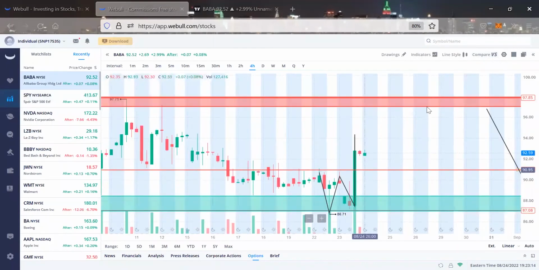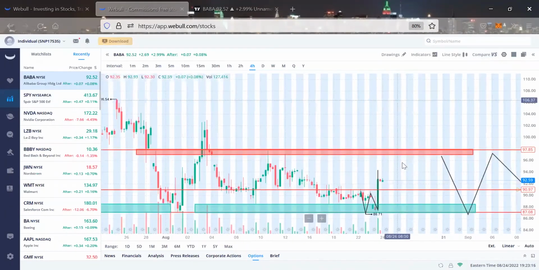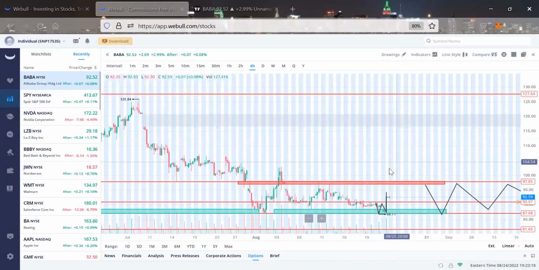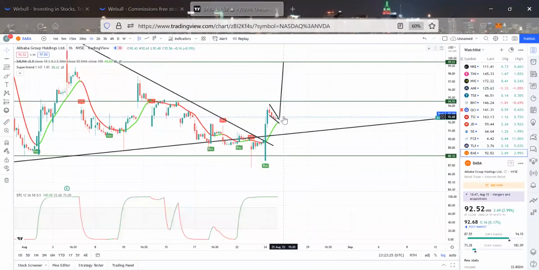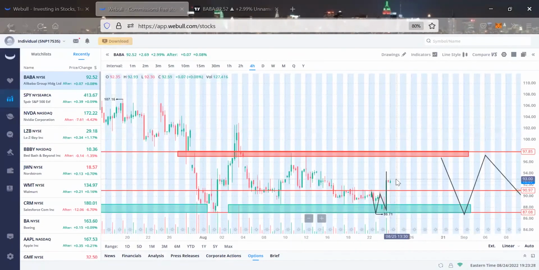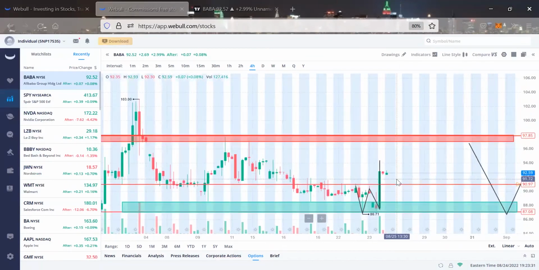Baba can literally go to 97. Didn't we call that out? Baba can go to 97, and in this scenario, it can definitely go to 100. So we have two confirmations that this Baba play is definitely going to shoot. We just don't know when. We just need to be there. We know that this can either go to 100 or there's a gap to fill at 97.